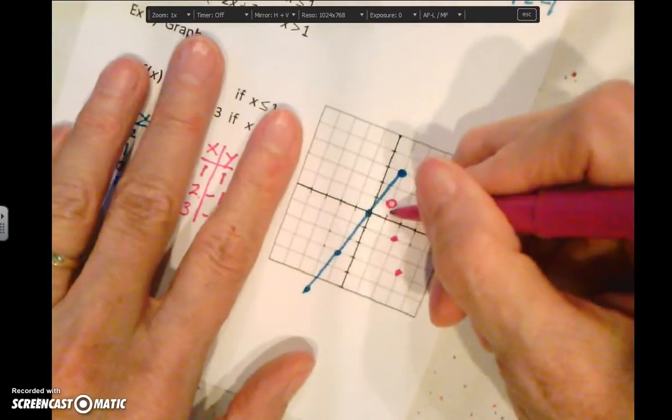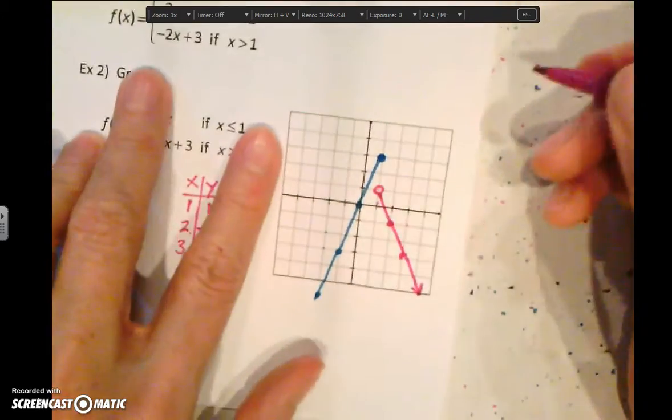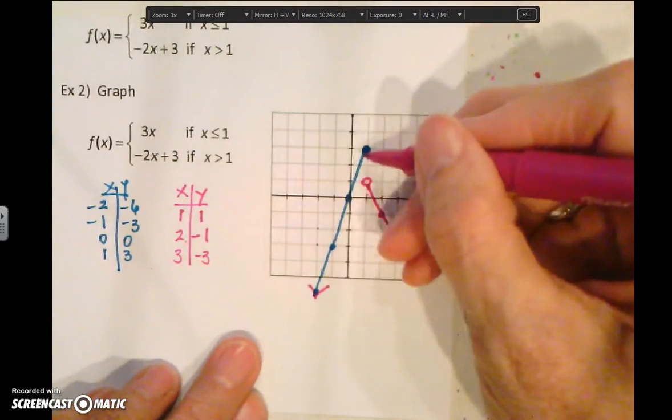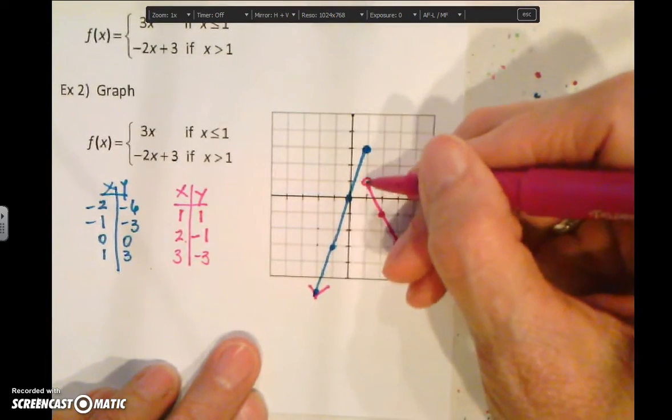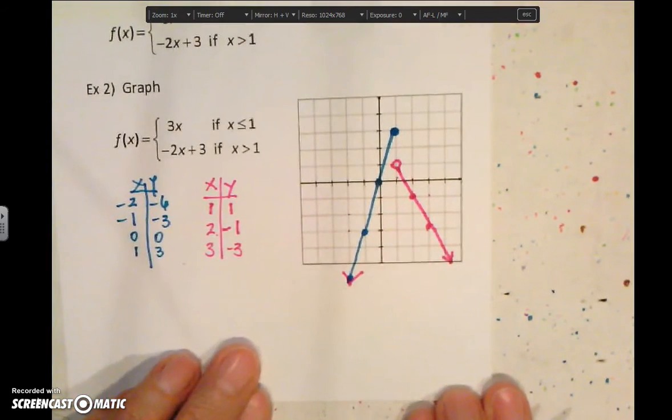And you see there's my line, and I'm going to continue it down to the bottom. So here I'm going this way and this way, but it stops here, it picks up here, and then goes this direction. So that would be a graph of my piecewise function.